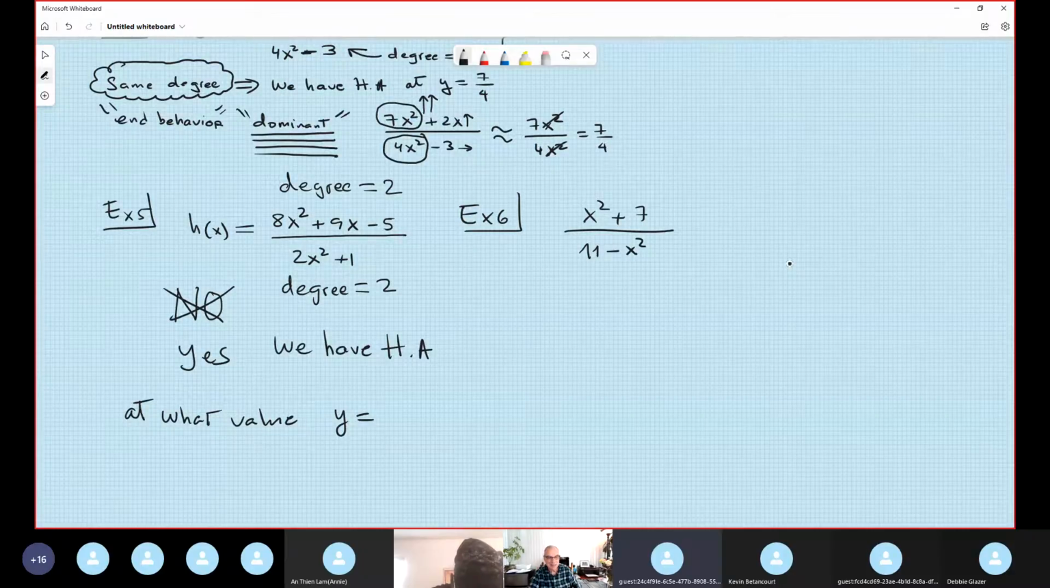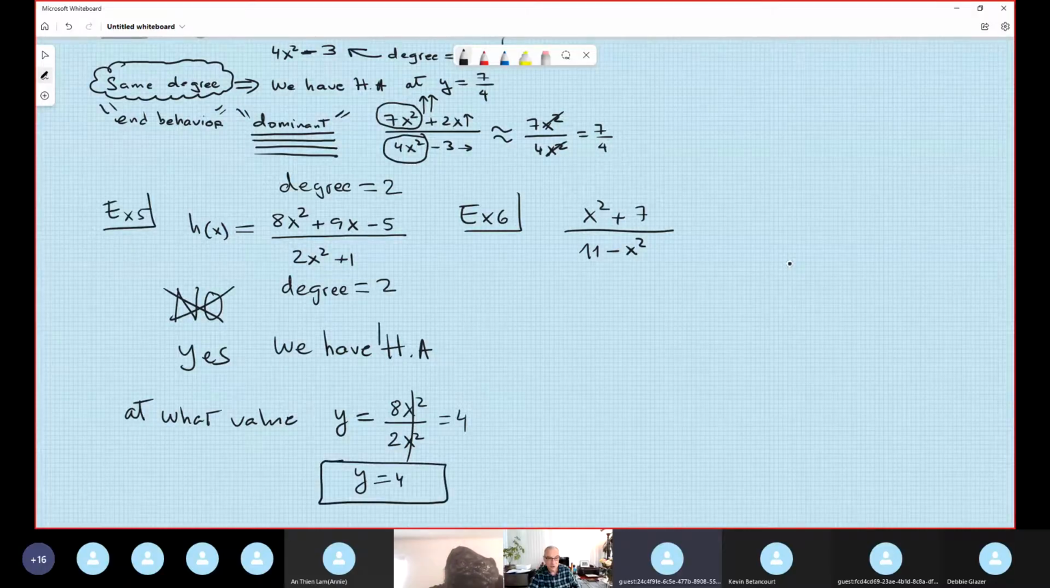Who is the dominant monomial in the top? Dominant in the top, dominant in the bottom. It's super easy because you take the monomial that contains the higher exponent. It's 8x squared divided by 2x squared. It's obvious that x squared cancels and 8 divided by 2 is 4. And y equals 4 is our famous horizontal asymptote. Any question? Do you understand or no?